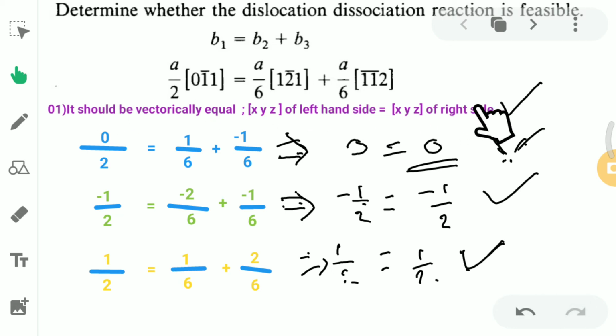We need to do another thing to find out the feasibility of this dislocation reaction, that is whether the energy is in decreasing order or not. After satisfying these two conditions, then only it is vectorially feasible and energetically feasible. So the dislocation dissociation is feasible.